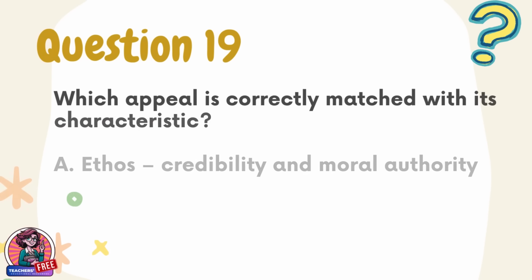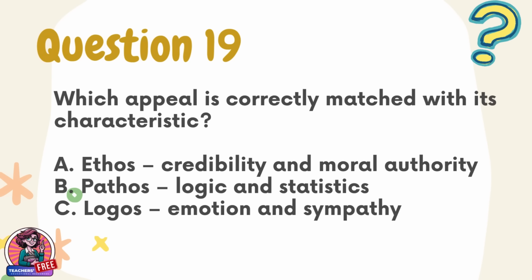Question 19. Which appeal is correctly matched with its characteristic? A. Ethos, credibility and moral authority. B. Pathos, logic and statistics. C. Logos, emotion and sympathy.